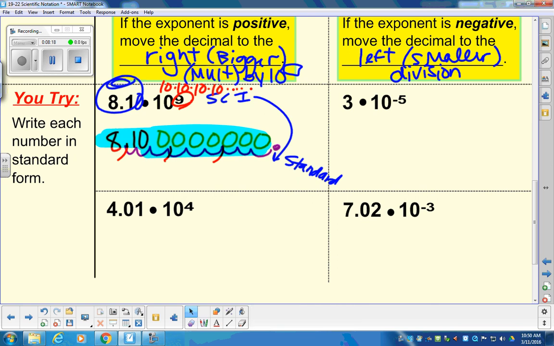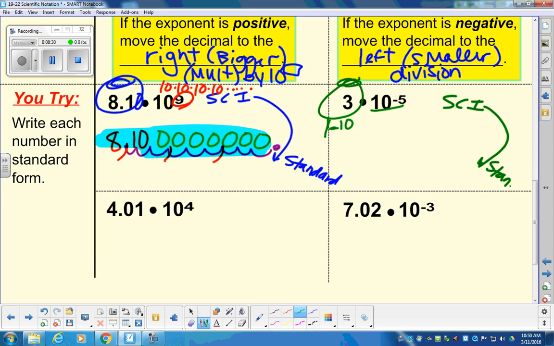Next problem then. So in this next problem, the coefficient has to be between 1 and 10. That's happening. There's my power of 10. We call this scientific notation. We're going to move it to standard form, which is the answer. When I look at this problem, I see that there's a negative exponent. Negative exponent means it's making it smaller because negative really means division by 10 five times. We're dividing by 10 here because of that negative exponent. That means we're making it super small.